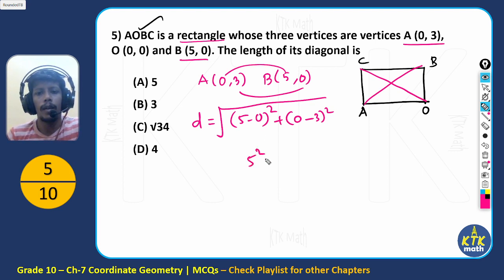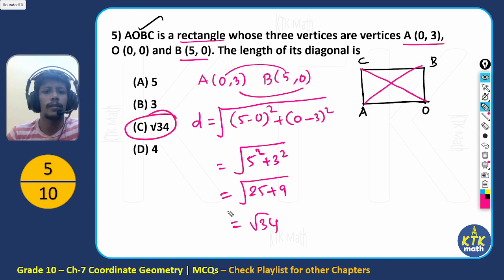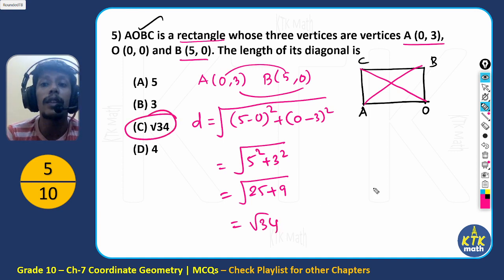Now 5 square plus 3 square, you are getting 25 plus 9, so it is going to be square root of 34 is the answer. This is your diagonal length of this rectangle AOBC. Got it? Is it clear?